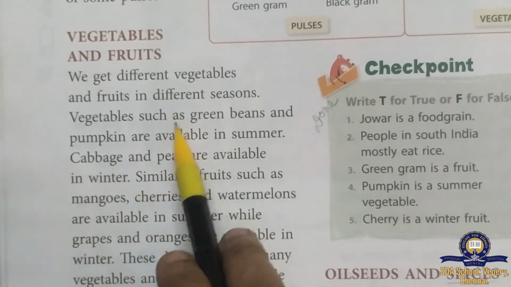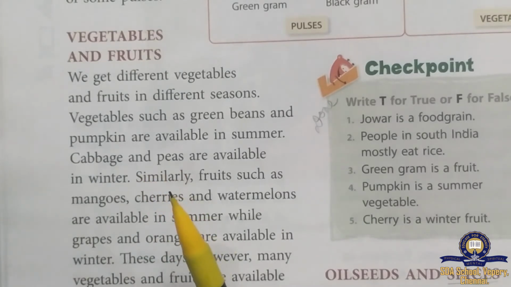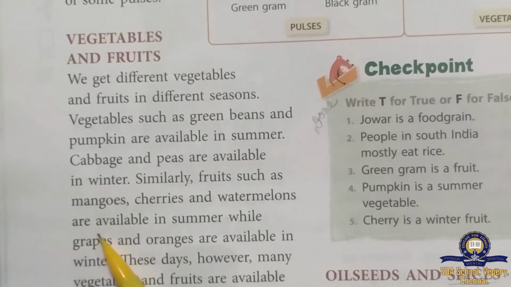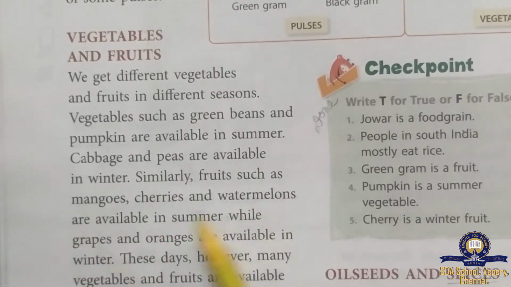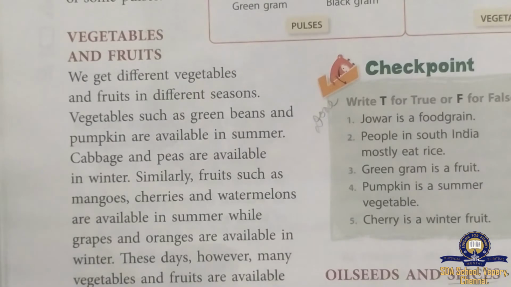Not only vegetables, fruits also depend upon the climate, isn't it? Fruits such as mangoes, cherries and watermelons are available in summer, while grapes and oranges are available in winter. Next, we move on to the oil seeds and spices.